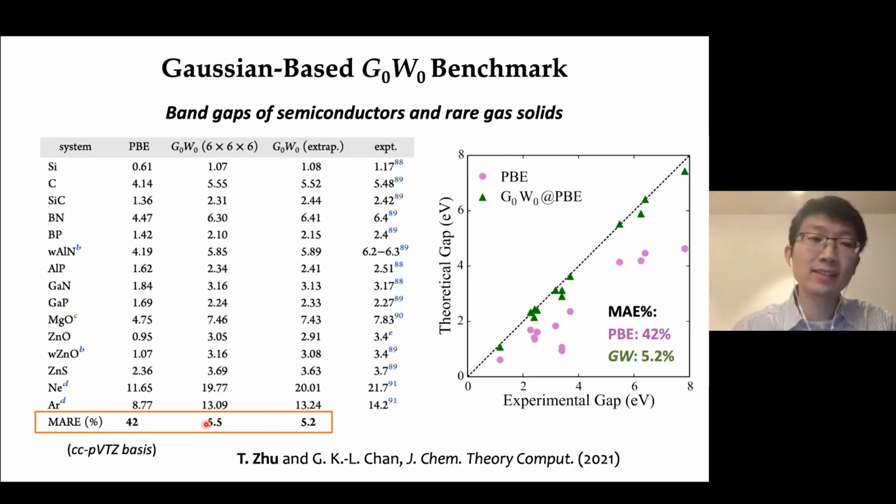And as summarized in this table or in this figure, you could see the agreement between GW and the experimental values is quite good, in line with the other plane wave implementations. And specifically, our GW at PBE result has only 5.2% mean absolute relative error compared to experiment for this set of materials.